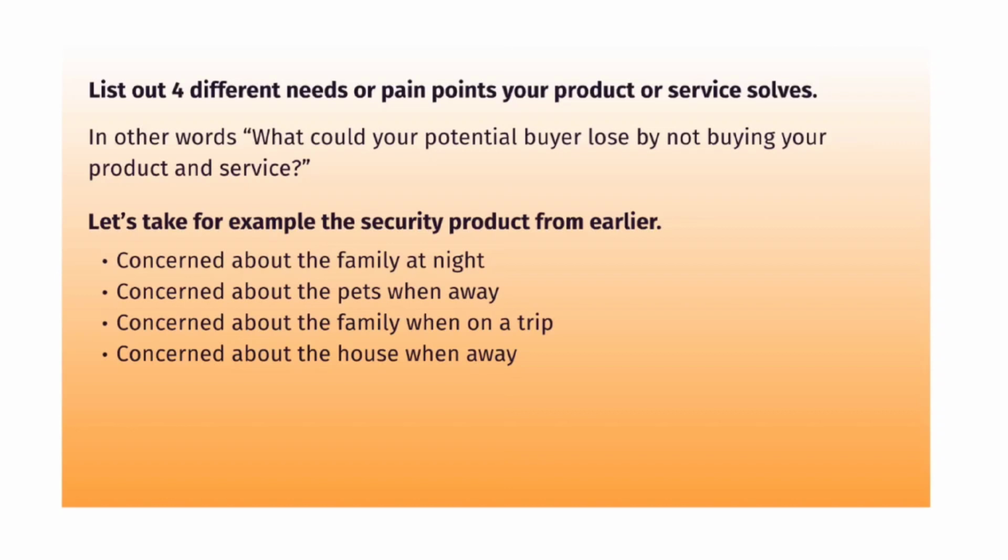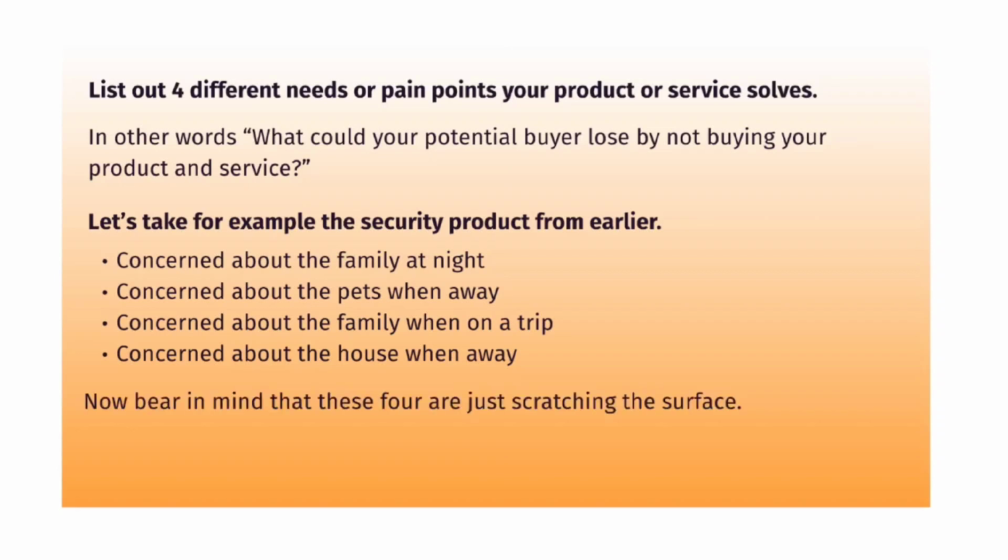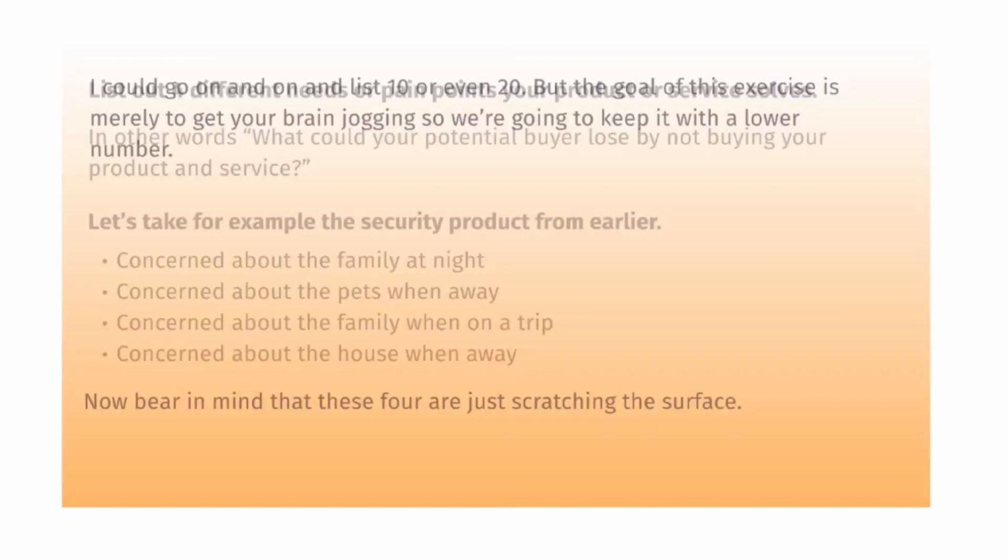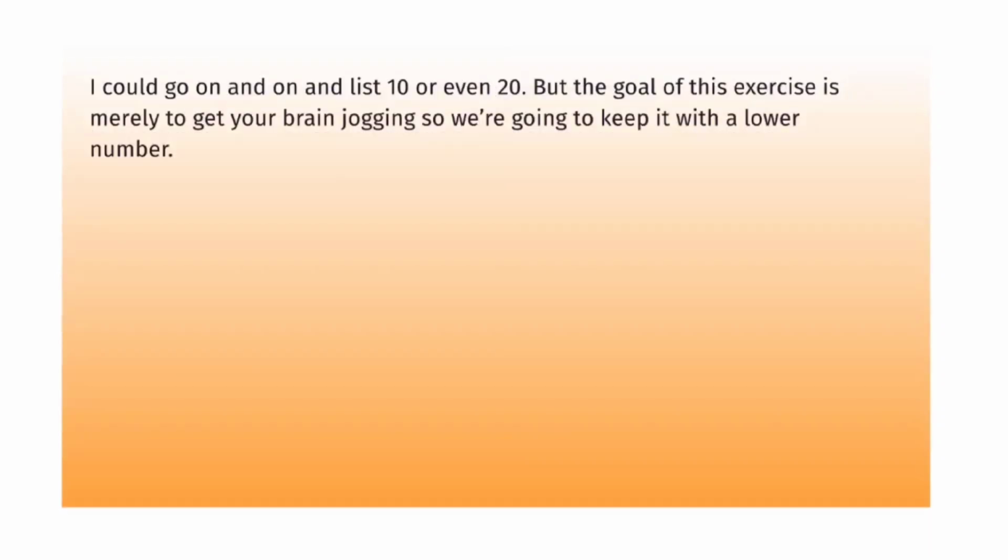Now, some people won't have pets, some people won't have children. So that's why we try to cover as much as possible. Bear in mind that these 4 are merely scratching the surface. I could go on and list 10 or even 20 if we wanted to. And I advise you, if you can list more, then great. But the goal of this exercise is merely to get your brain jogging, so we're going to keep it with a lower number. But if you can do more, great, do more.